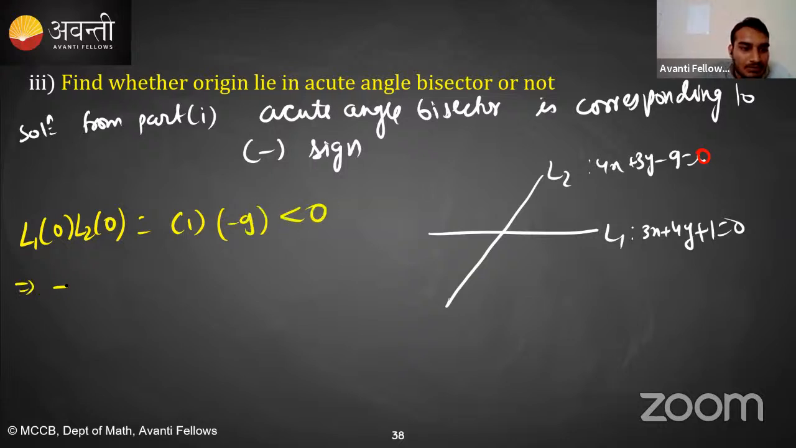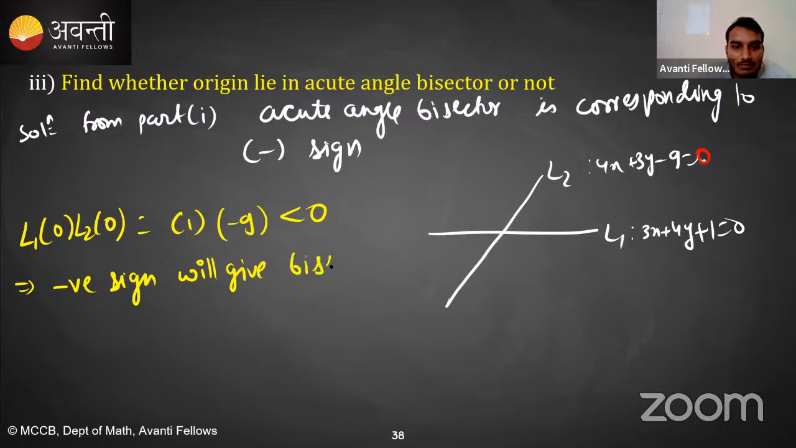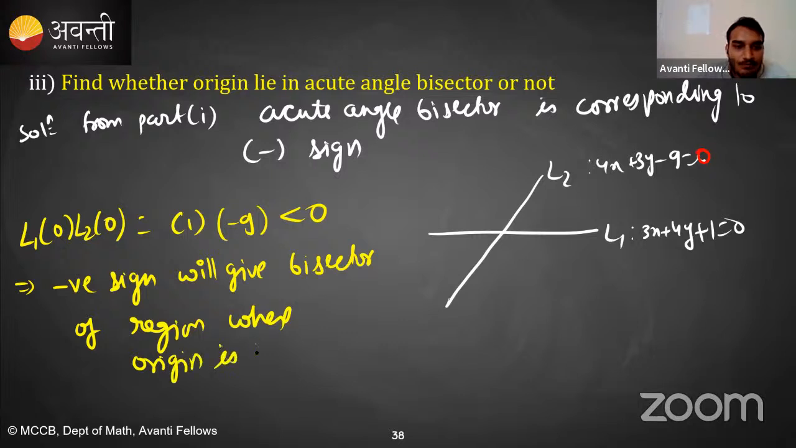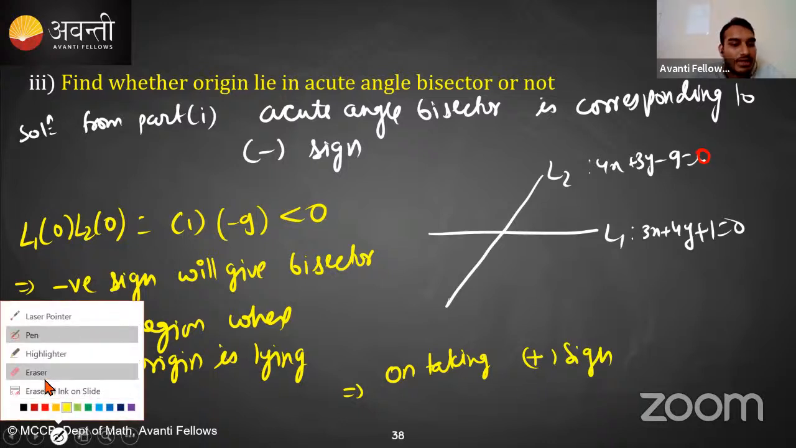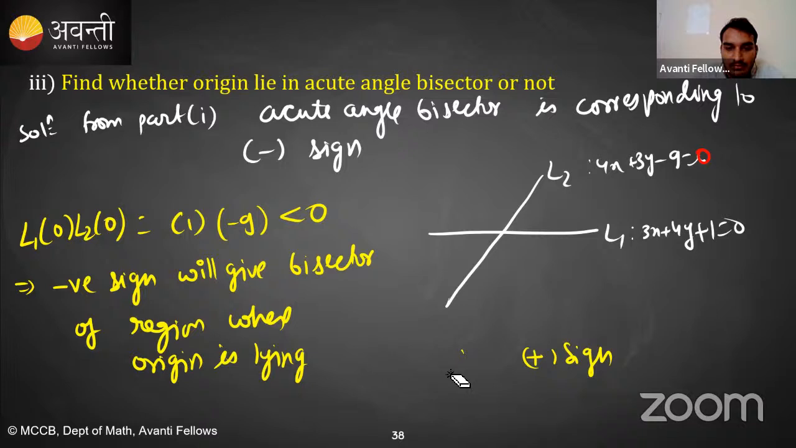So it implies negative sign will give bisector of region where origin is lying. Yes or no? Tell me. So it implies on taking positive sign. Okay. So okay हो गया ना सॉल्व? फिर तो सॉल्व हो ही गया, इसको लिखने की जरूरत नहीं है.